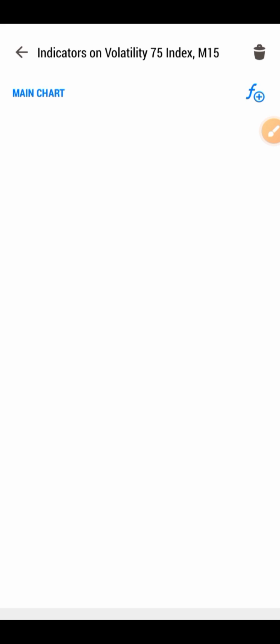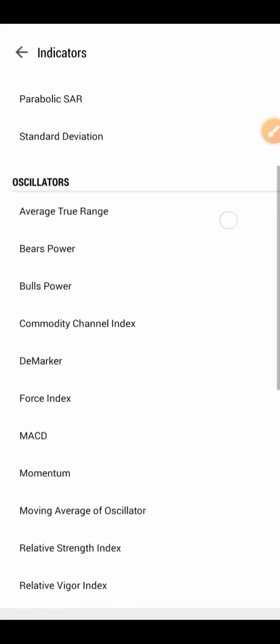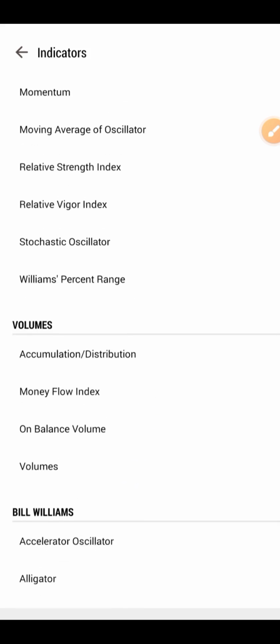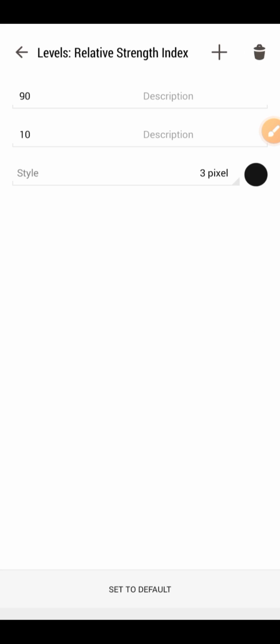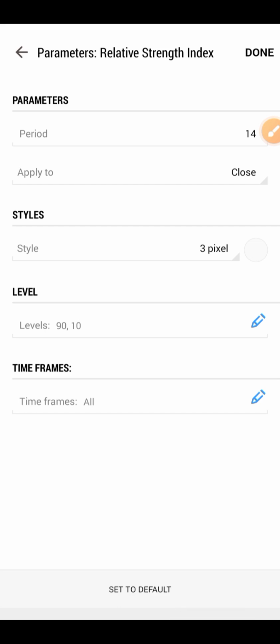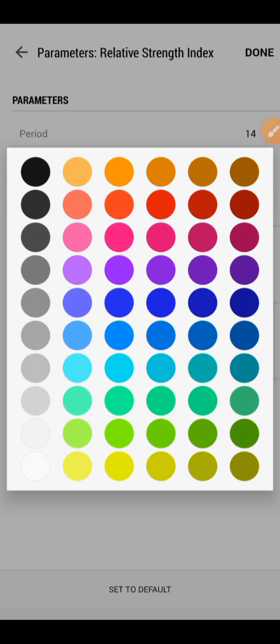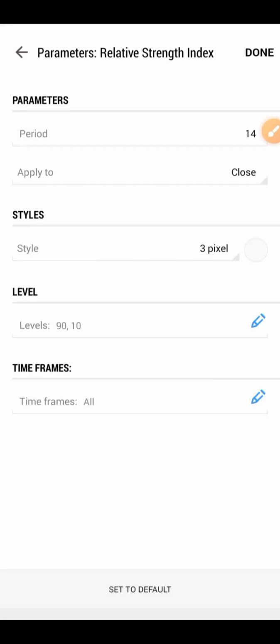So what you need now is just to click on the main chart, click on the F plus, then let's find the RSI, relative strength index. You need it at the default setting. The only thing you are going to change here is the level. So put it at 90 and 10. You understand? After that, change the style to the background color of your chart, because we don't really need the RSI. We only need it to house our indicators, to accommodate the remaining indicators. You understand? Then click on done.